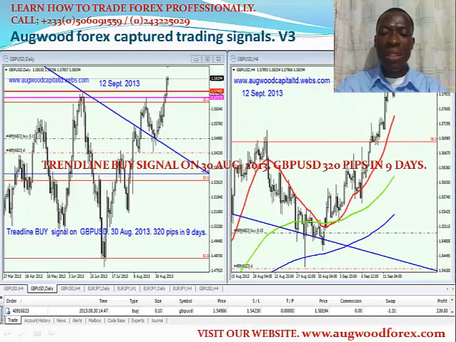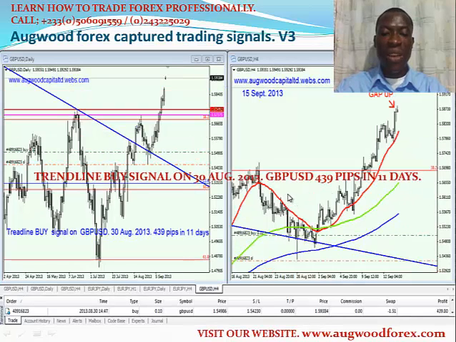Now I still stay in this particular trade after 9 days, and now the profit is reading 320 pips in 9 days. Yet I didn't exit because I have not got a signal to exit, because we are signal traders. We trade purely based on signal. And finally, the trend line buy signal on the 30th of August on pound USD made 439 pips in 11 days.